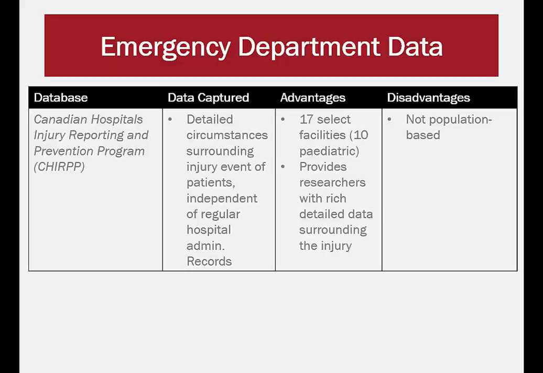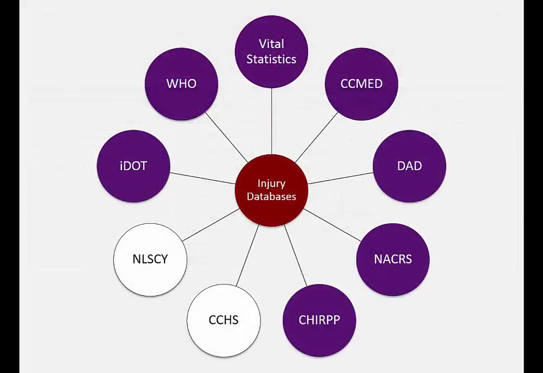Advantages: collects detailed and rich information surrounding the injury. Disadvantages: not population-based. The databases that you have been introduced to thus far are the most commonly used to capture injury, hospitalization, and death data. However, there are a few other databases that are available through Statistics Canada that provide more detailed health utilization information, including the Canadian Community Health Survey, CCHS, and the National Longitudinal Survey of Children and Youth, NLSCY.